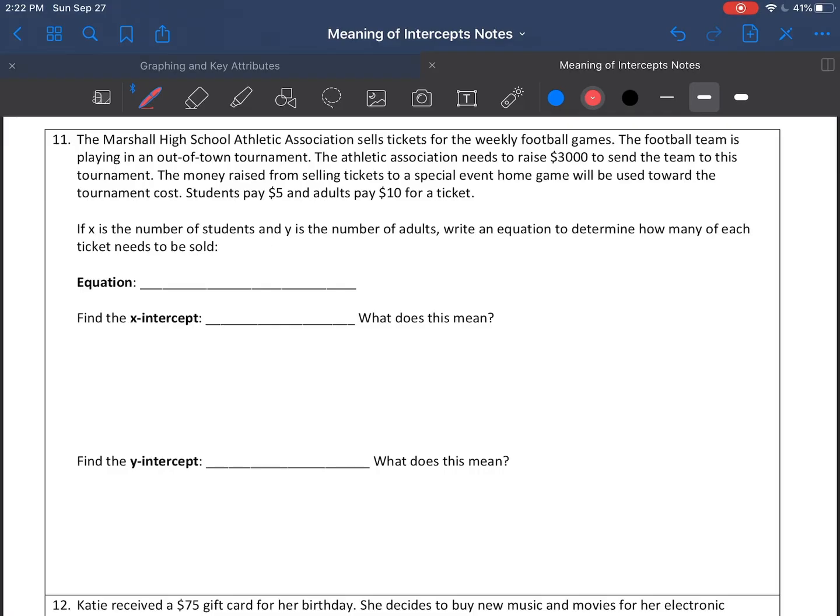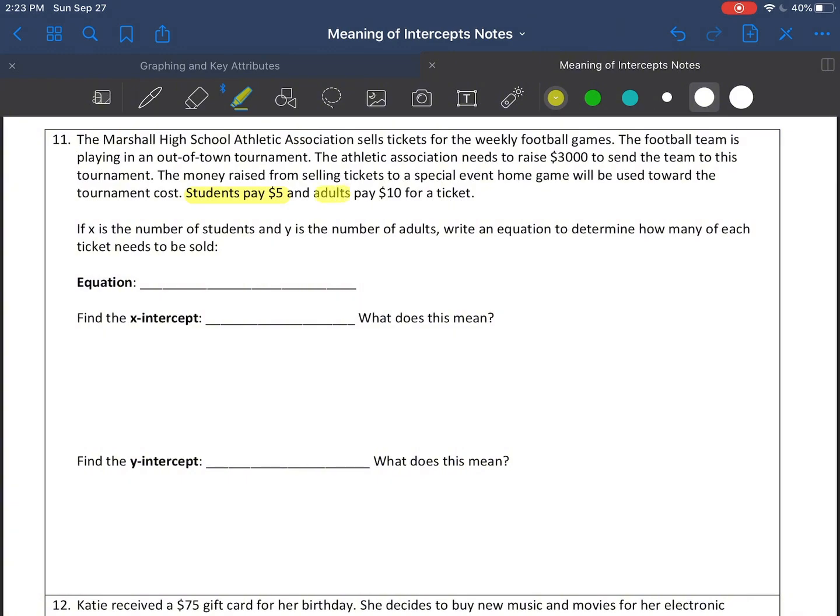All right, the last thing we need to talk about for these notes is how to write an equation in standard form, and then how to determine what the intercepts mean after we find them. And so number 11 says the Marshall High School Athletic Association sells tickets for the weekly football games. The football team is playing in an out-of-town tournament. The athletic association needs to raise $3,000 to send the team to this tournament. The money raised from selling tickets to a special event home game will be used toward the tournament costs. Students pay $5, adults pay $10.